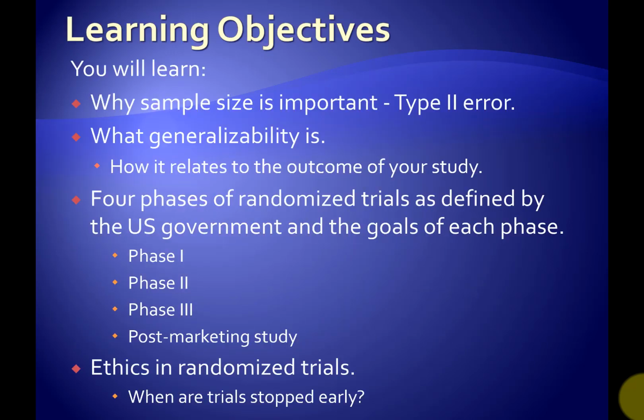Here are our learning objectives for this week. We will explain why sample size is important, type 2 error, what generalizability is, and how it relates to the outcome of your study. We will talk about the 4 phases of randomized trials as defined by the US government and the goals of each phase, from phase 1, 2, 3, all the way to post-marketing study. And we will conclude our lecture with ethics in randomized trials.